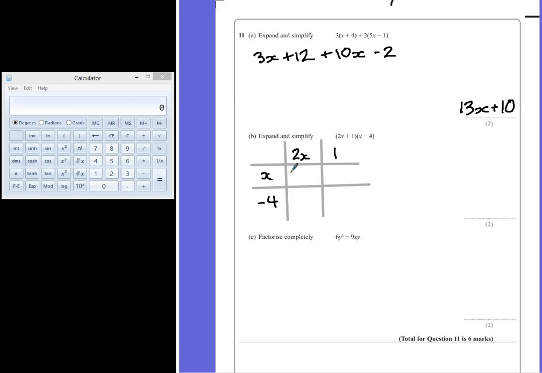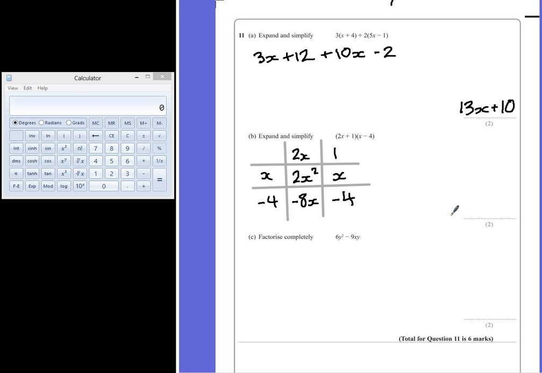2x multiplied by x is going to give us 2x squared. 1 times x is x. 2x times negative 4 gives us minus 8x. And 1 times minus 4 is minus 4. This grid allows us to make sure that we have multiplied everything by everything, and then to simplify it we need to gather all of these terms together.